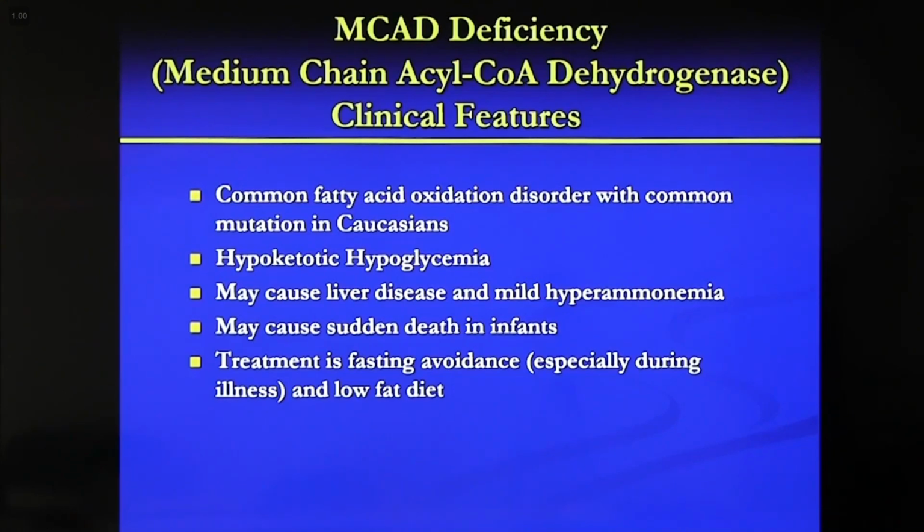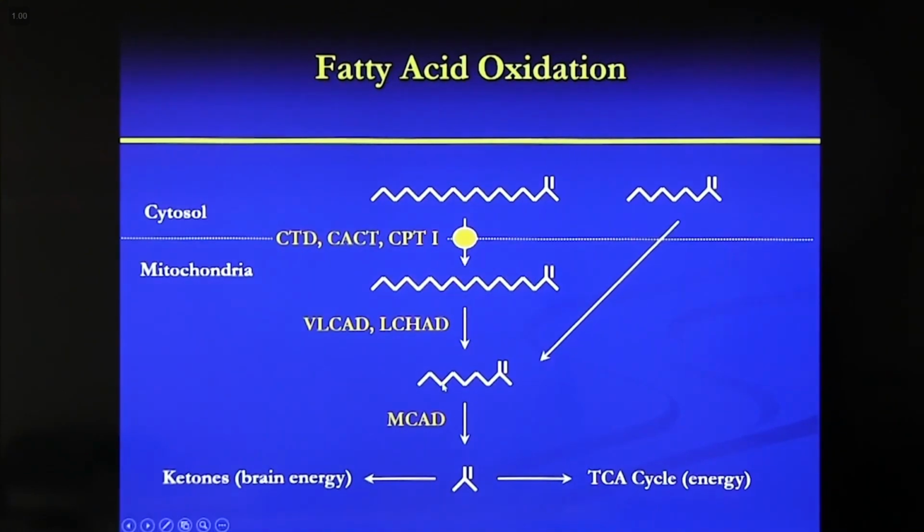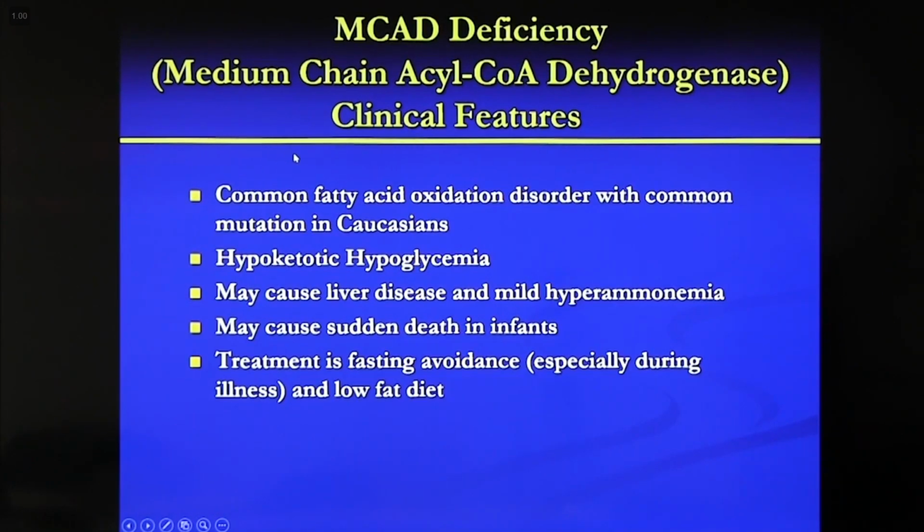MCAD deficiency affects this part. A deficiency of medium chain acyl-CoA dehydrogenase. Now, why is this important? This was one of the causes of SIDS. It would present that the child had a cold or a mild gastroenteritis, and they wouldn't wake up the next day. And of course, SIDS is the worst possible thing that can happen. I mean, there's nothing worse than having a healthy baby who suddenly dies.